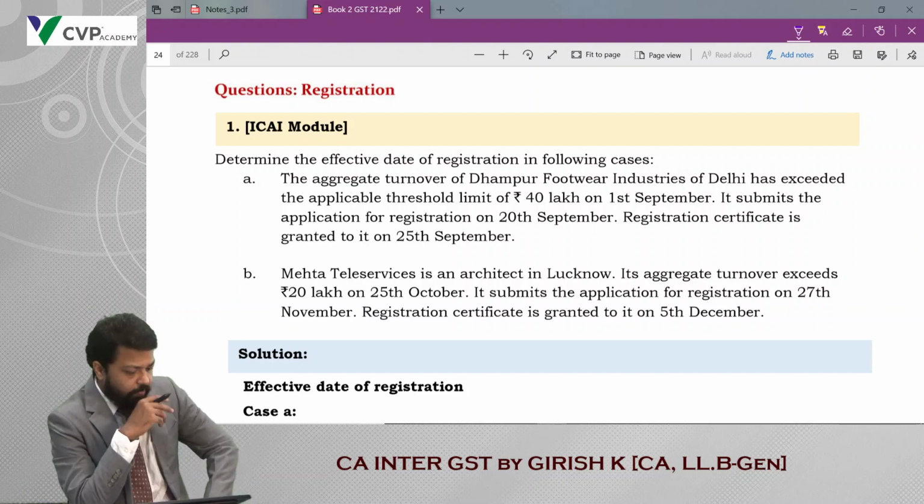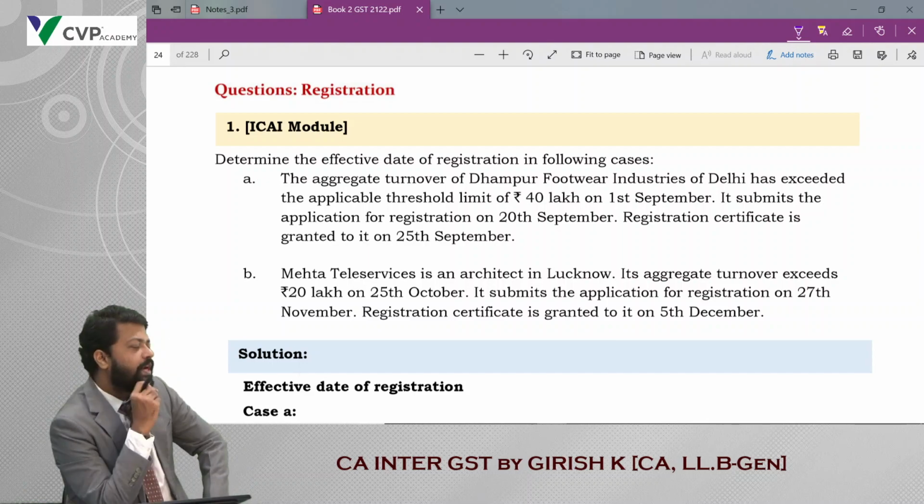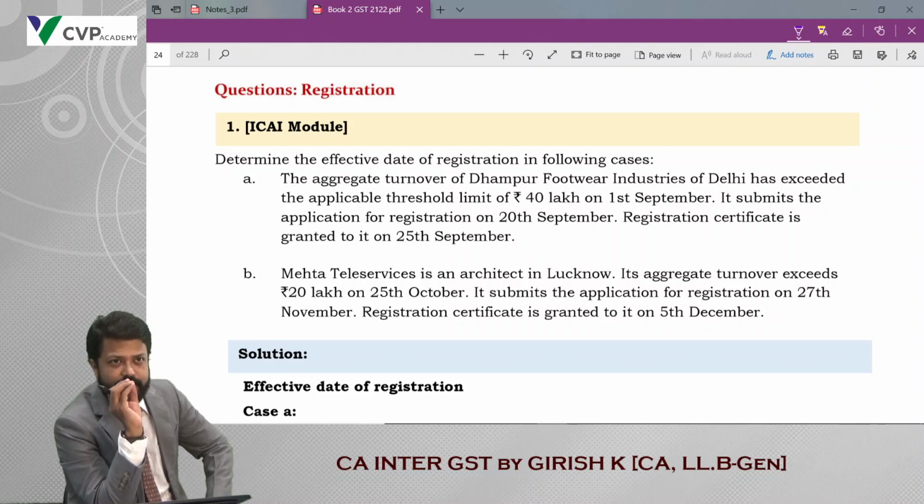ICA module, first question: determine the effective date of registration in the following case. This is a very important and favorite area of paper setters. Effective date of registration. We have seen two categories of effective date of registration.